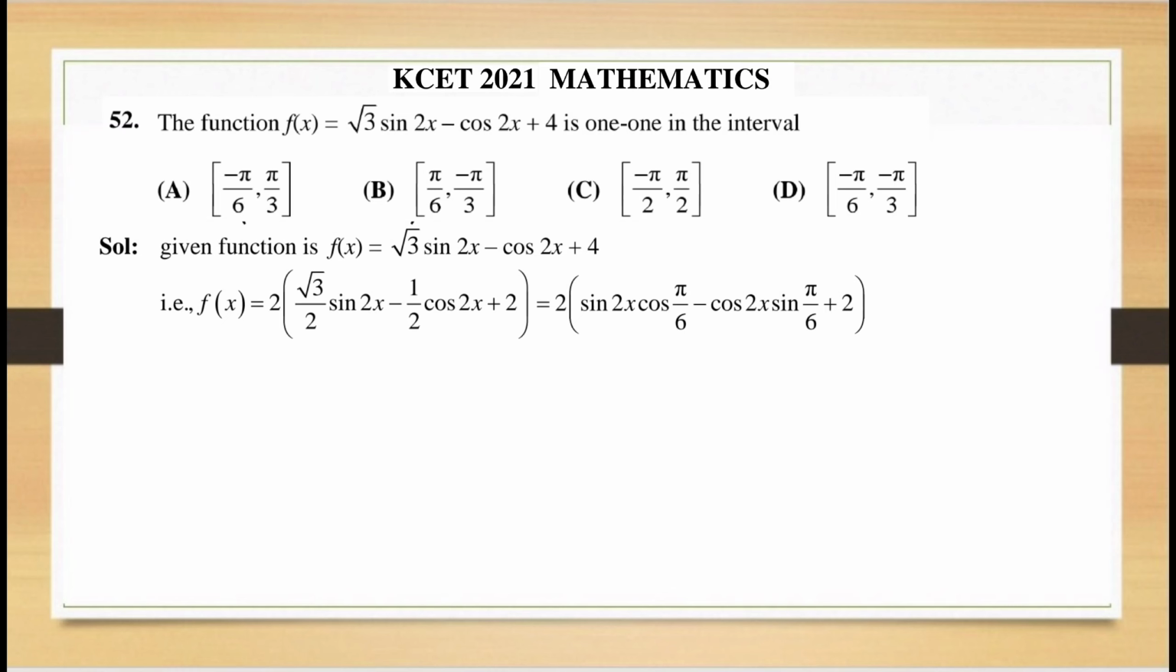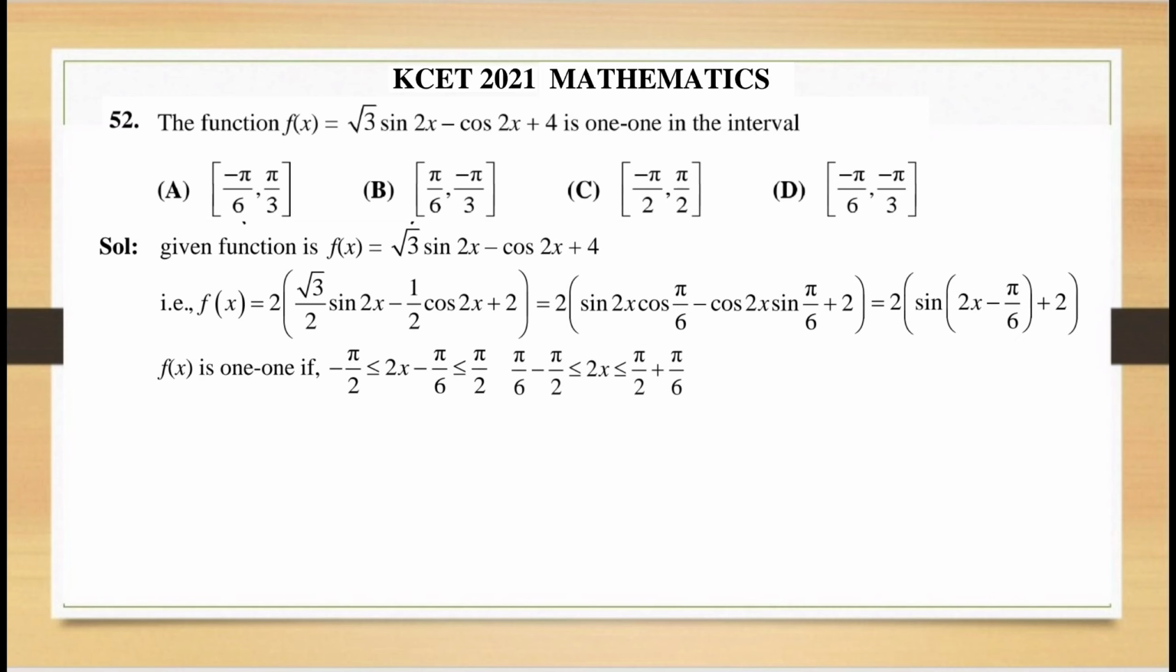plus 2, which equals 2 into sin of (2x minus pi by 6) plus 2, because sin a cos b minus cos a sin b is sin of (a minus b). Now f of x equals 2 into sin of (2x minus pi by 6) plus 2. Here f of x is 1-1 if the angle belongs to its principal domain. That means f of x is 1-1 if minus pi by 2 is less than or equal to 2x minus pi by 6 less than or equal to pi by 2.